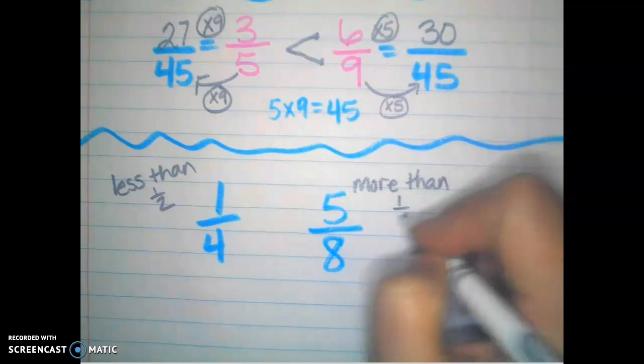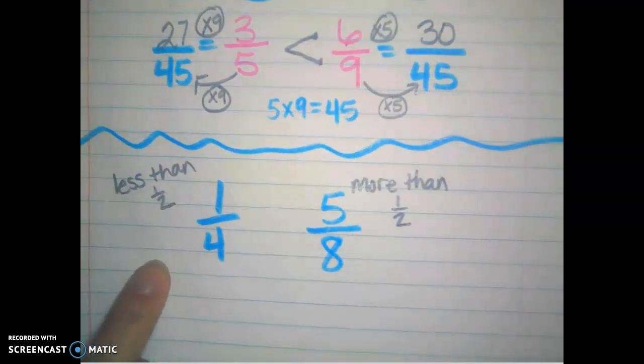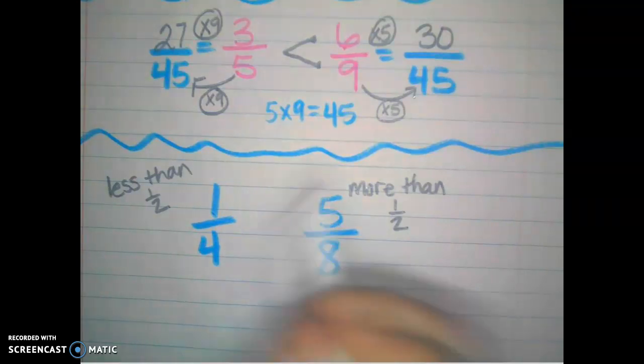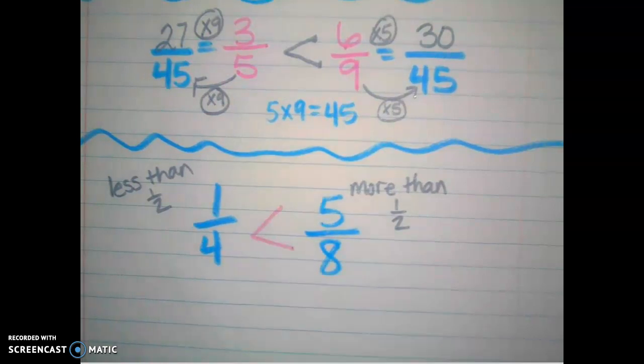Well, if I know that this one is smaller than half and this one's bigger than half, can I tell which one of these fractions is bigger and smaller? Yes. Which one is bigger? 5/8 is bigger. Why? Because it's more than 1/2. Good. That is a strategy that you can use sometimes.